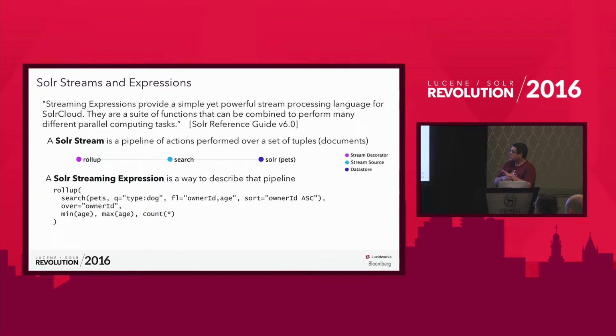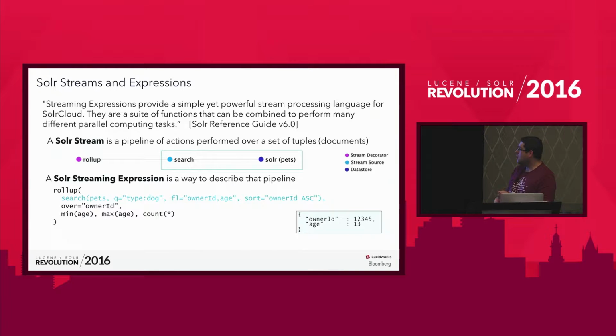And then the expression that describes this stream is relatively simple. You can see we have a search expression, and this is just executing a search against a Solr collection. And you can see the first parameter there is the name of the collection, pets, right? And then you can provide all of your same query parameters, the q, fl, sort, et cetera, to get your originating set of data out of your collection. And on the bottom right, you can see what the tuple looks like at that point. For every record that's coming out of the collection, it's just the fields that you've asked for. In this case, owner ID and the age of the pet.